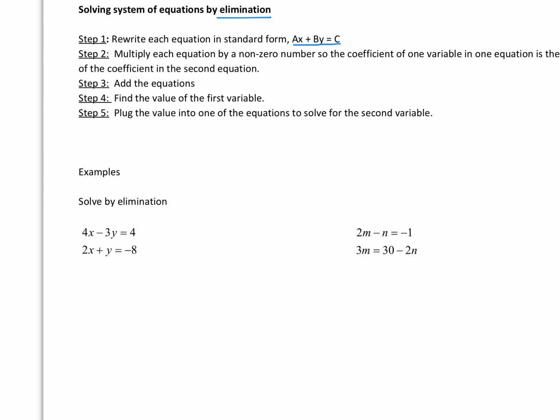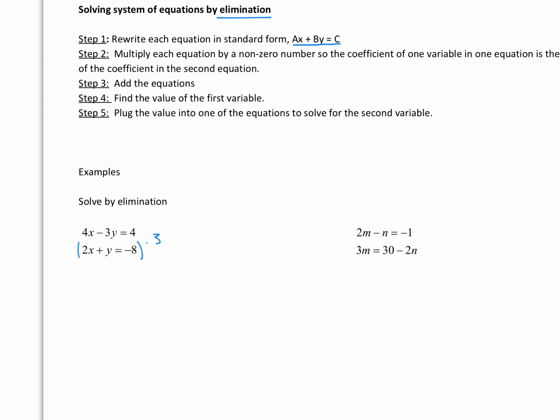Step 2, multiply each equation by a non-zero number so that the coefficients of one is the opposite of the coefficients of another. So let's take a look. If I focus on the y values here, we see one y value is negative 3y. The other is positive y. I want those to be opposite numbers. So I'm going to multiply this second equation by a value of 3.